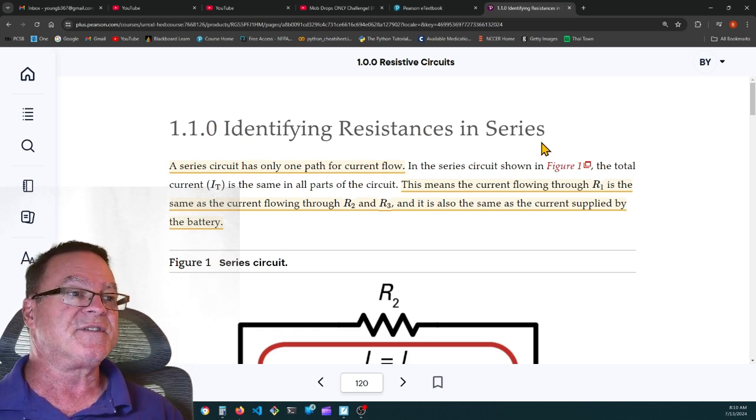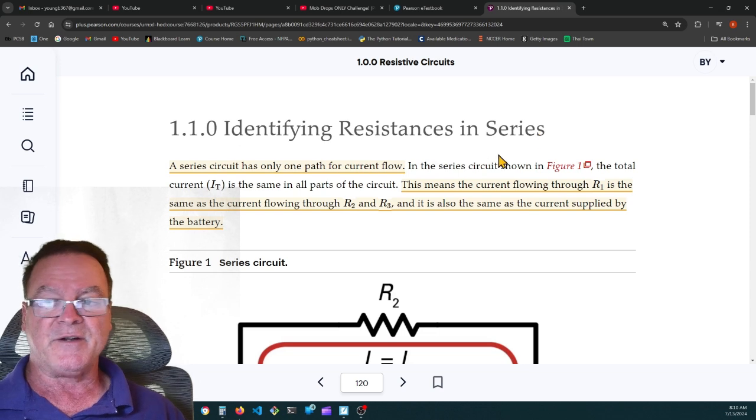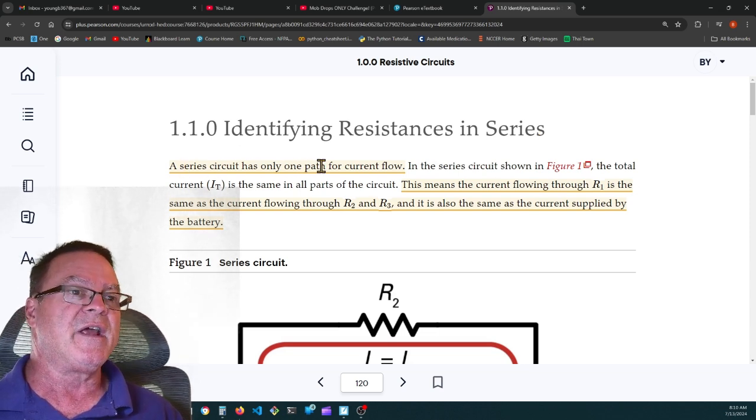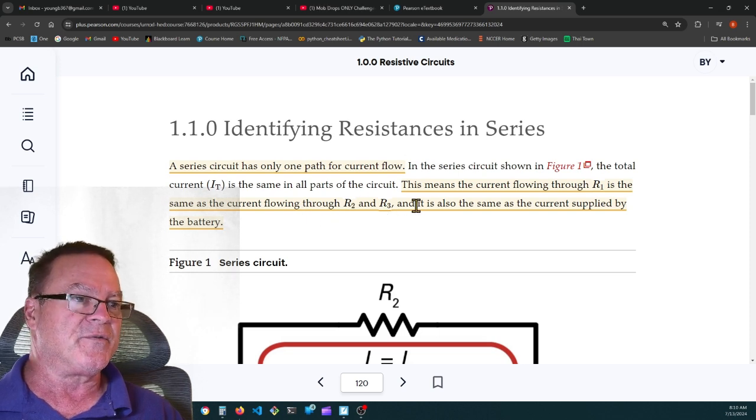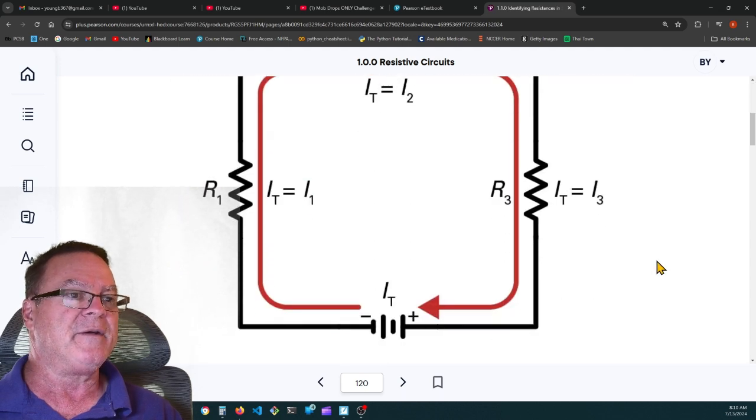1.1.0, identifying resistances in series. Now here's the highlight. It says a series circuit has only one path for current to flow. This means that the current flowing through R1 is the same as the current flowing through R2 and R3. It's also the same current supplied by the battery.